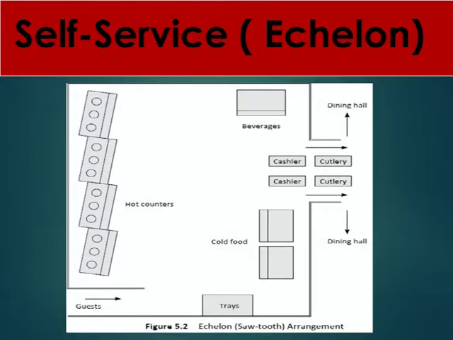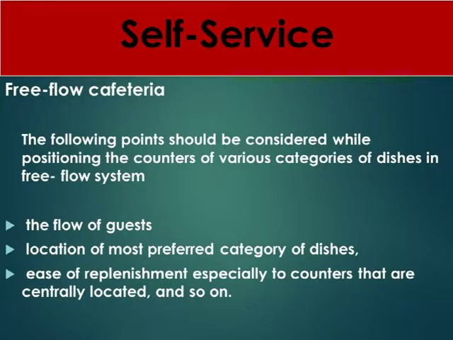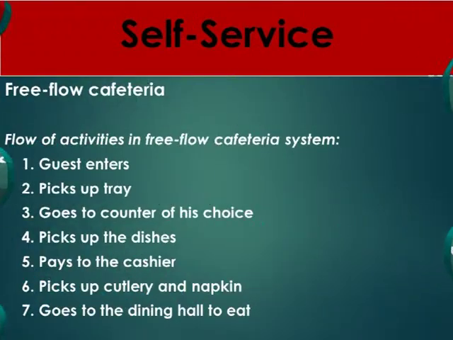Self-service, echelon. Free-flow cafeteria. The following points should be considered while positioning the counters of various categories of dishes in free-flow system. The flow of guests. Location of most preferred category of dishes. Ease of replenishment, especially to counters that are centrally located, and so on.